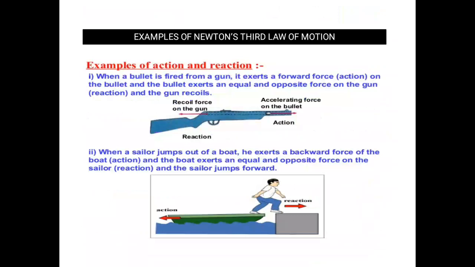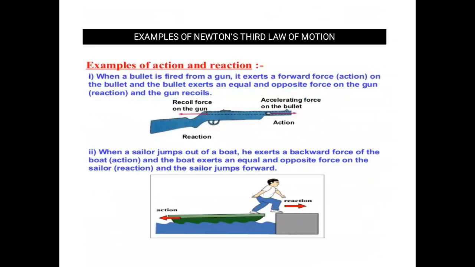Now some examples to clarify action and reaction. In example 1, when a bullet is fired from a gun, the gun exerts a forward force, which is the action, on the bullet, and the bullet exerts an equal and opposite force on the gun, that is the reaction, and the gun recoils. Here you can see that the gun moves in the backward direction. The velocity with which the gun moves backward is called the recoil velocity of the gun. It is only due to the reaction force on the gun.